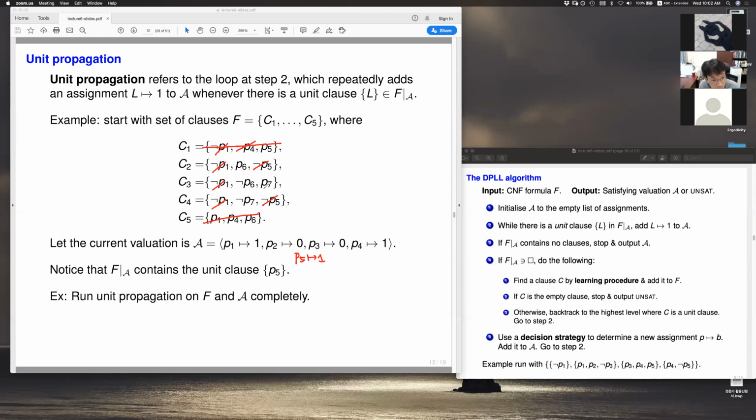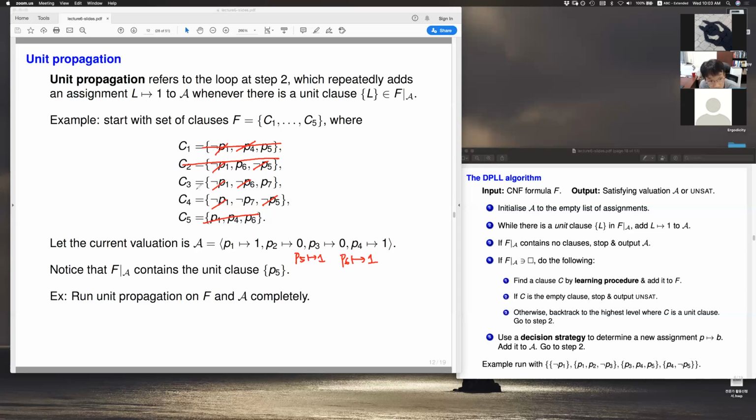We also get rid of the negative version of P5 in all the remaining clauses. If we simplify F again under this extended A, we have more unit clauses. C2 is a unit clause, and C4 is a unit clause. Let's pick C2. C2 is a unit clause with P6, so we extend our valuation to map P6 to 1. If we simplify again, C2 is now gone. For C3, the negation of P6 disappears.